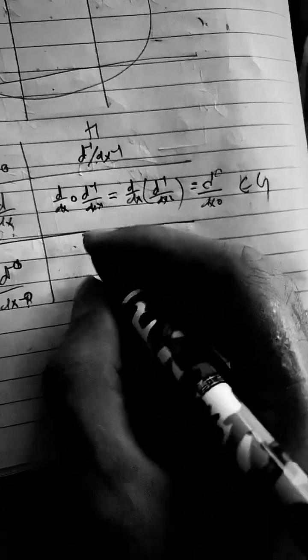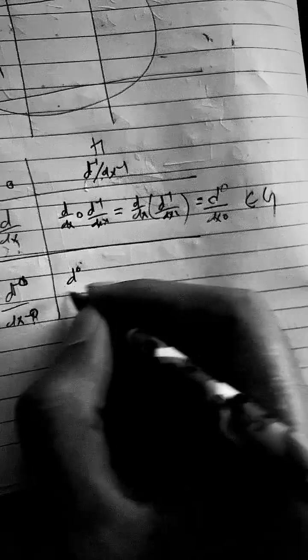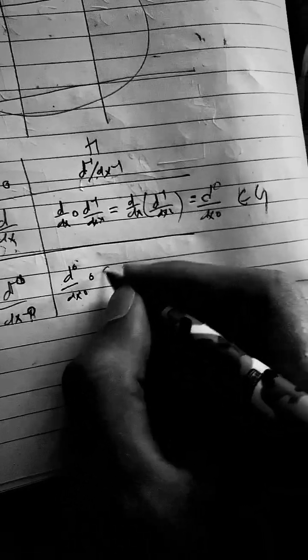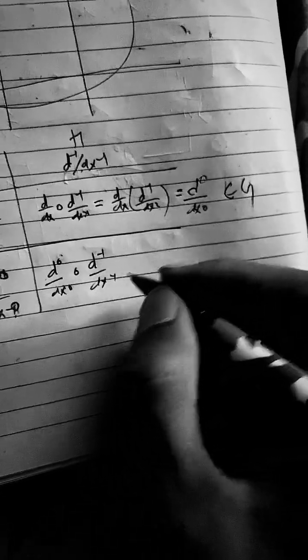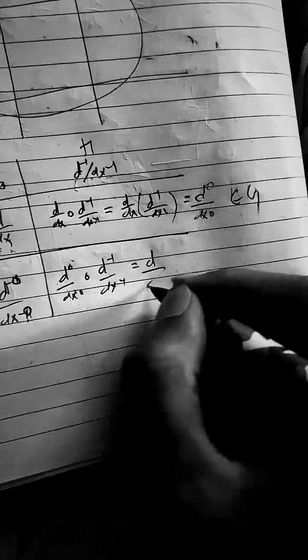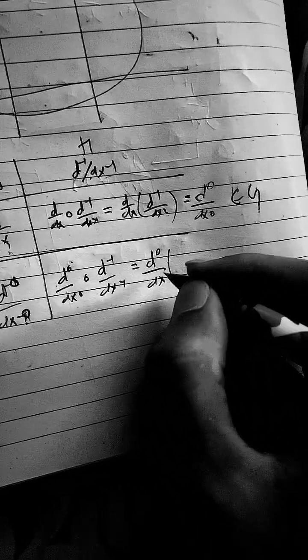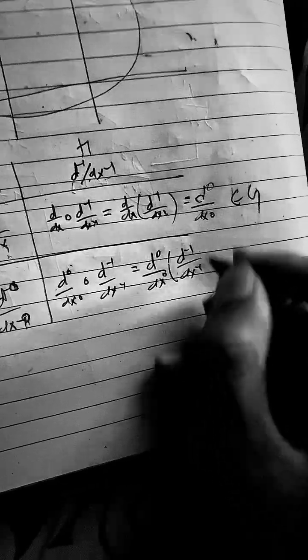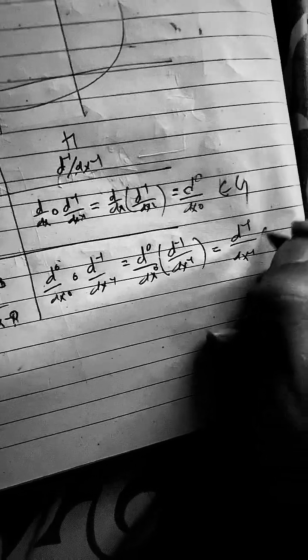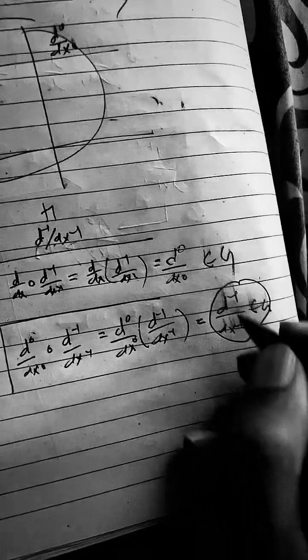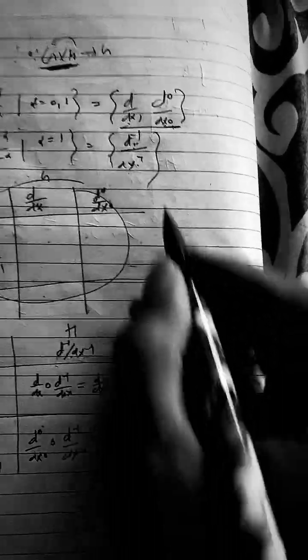Now for the next element, we have d naught upon d naught x naught acting on d inverse upon dx inverse, right? So what will be the answer? Well, we have to calculate it, and we can see d naught acting on d inverse dx inverse. So the answer will be d inverse dx inverse. Now does it belong to G? Check here. Well, it does not. This element does not belong to set G.